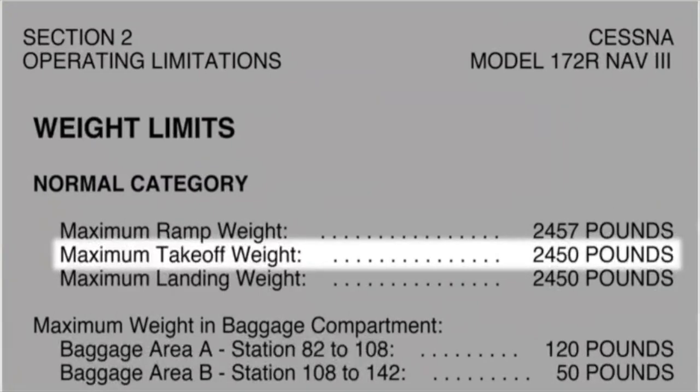Important about this, the maximum takeoff weight. In this aircraft, we have a maximum takeoff weight, and the maximum landing weight is the same, 2,450 pounds. But then the ramp weight is 7 pounds greater. In some airplanes we can put a little more fuel that can be used for starting the airplane and taxiing, but make sure for takeoff you do not exceed the takeoff weight, and then for landing the same.